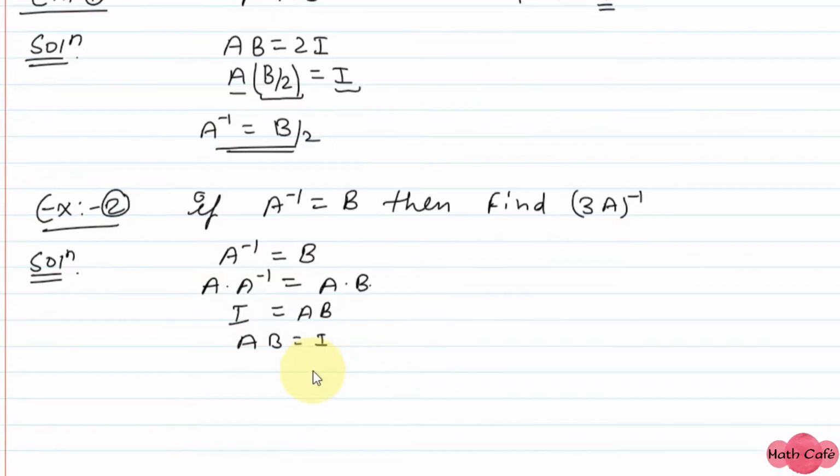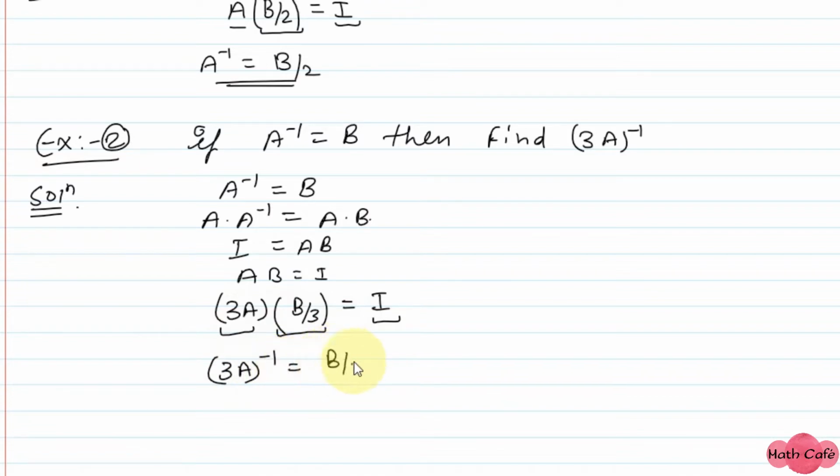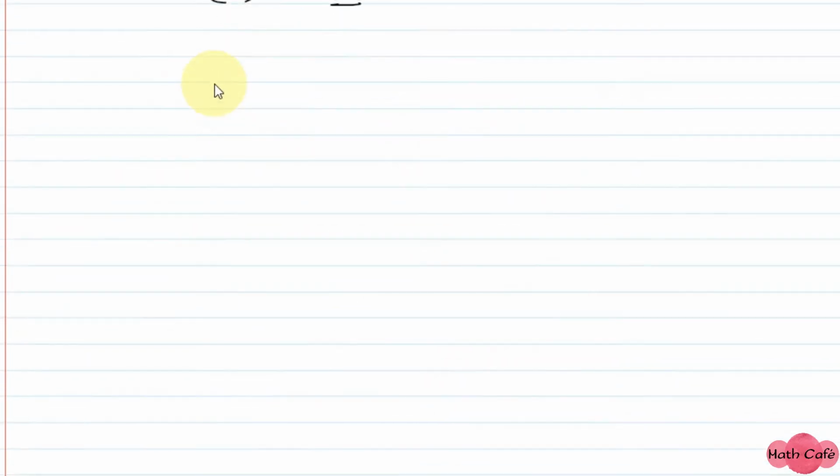So we need to find inverse of 3A. So we will multiply A by 3 and we will divide B by 3. So again 3 will be cancelled, then AB will be left. So finally this will be equal to I. As we know that multiplication of two matrices is I, then both the matrices are inverse to each other. Then I can write it as 3A inverse is equal to B by 3. Hope you understand this.